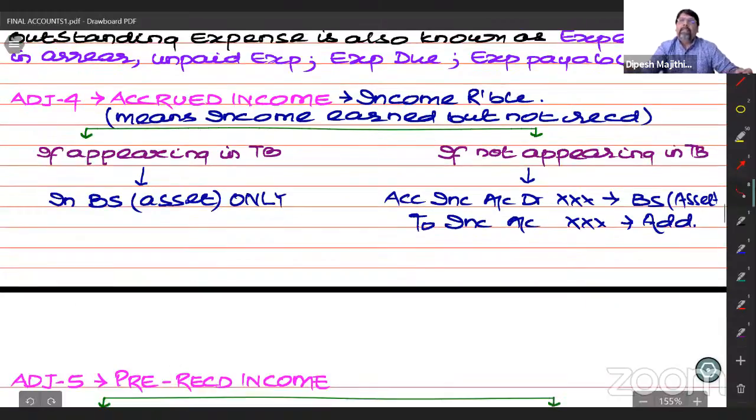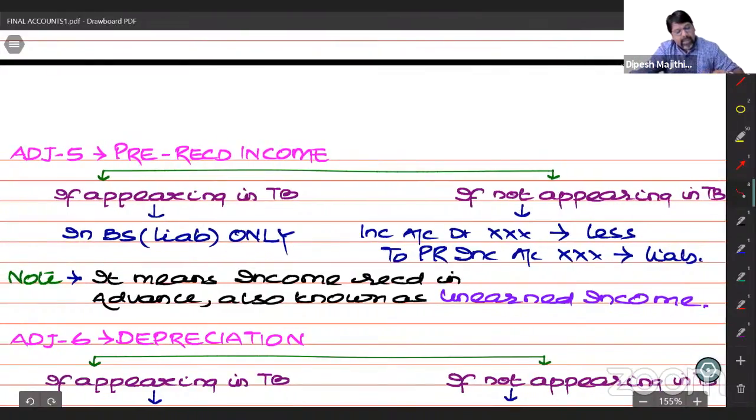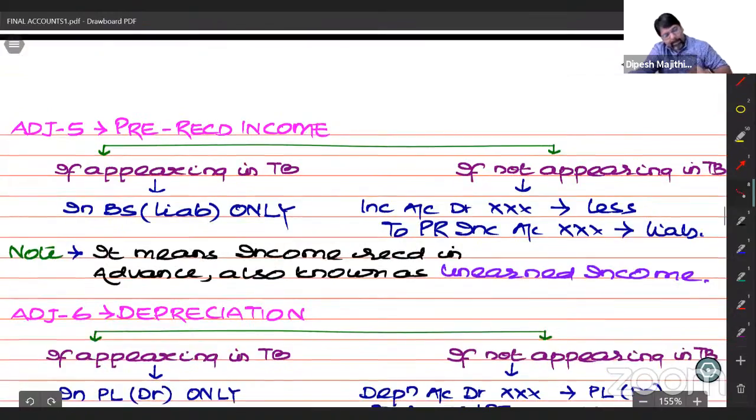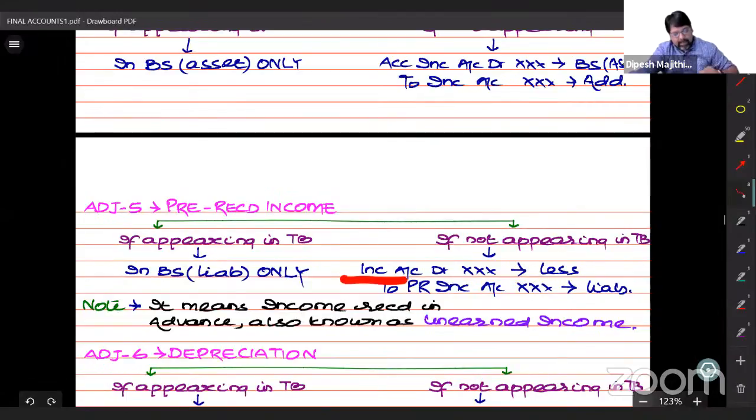Thereafter, pre-received income, income received in advance. Pre-received income means income received in advance. That means any income which we have received in advance is a liability for us. So if it is appearing in trial balance, then it should come in balance sheet liability only. If it is not appearing in trial balance, it will be less from income and balance sheet liability. Pre-received income is not current year's income, so we remove it from income. We have received next year's income in current year. Therefore, that is a liability for us. It means income received in advance. It is also known as unearned income.